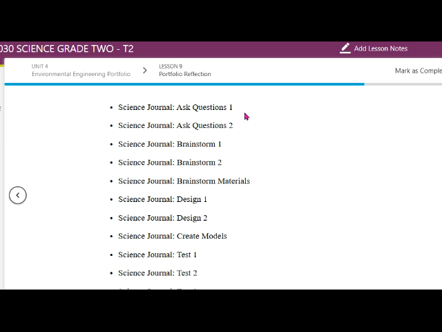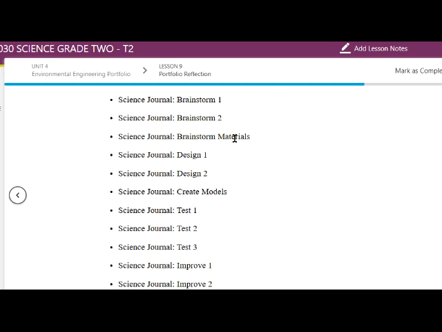So for the questions, I have my questions combined. I don't have two sections, but I do have an ask questions section that has at least two questions. So you don't have to have 2 pages. 1 page is fine as long as you have more than one question. So questions are going to come first, then your brainstorming, your materials, right?